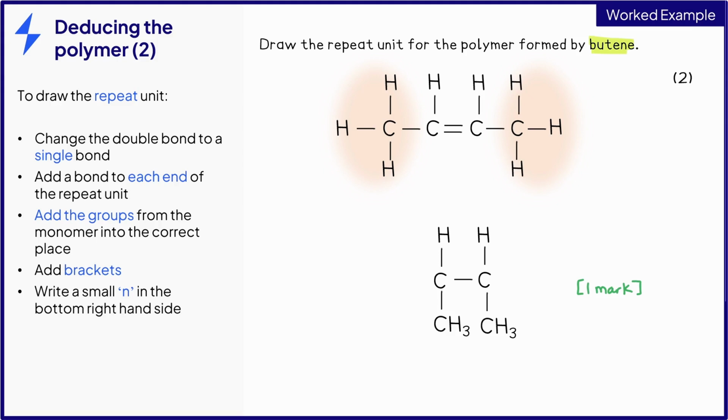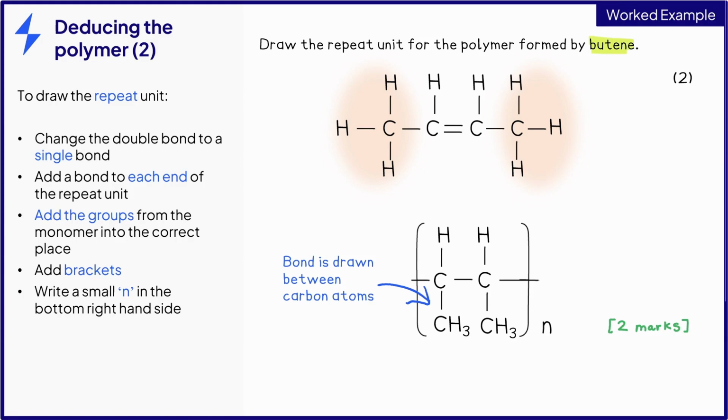This answer will score 1 mark because, again, we need to add in extension bonds, brackets, and an N in the bottom right-hand corner. This answer will now score 2 marks. It's really important that your bond from the methyl group is from the carbon atom and not the hydrogen atom. If the bond is drawn from the hydrogen atom, you may not score the second mark.